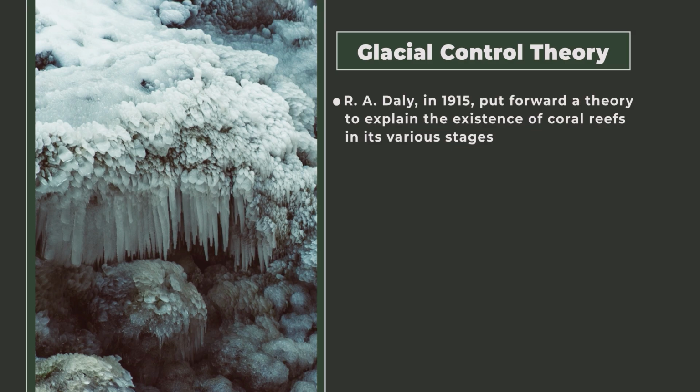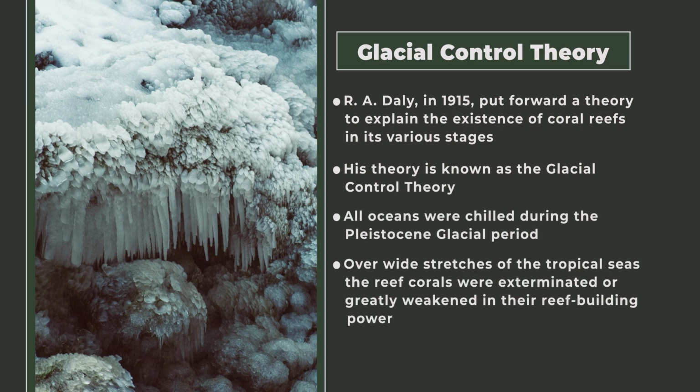Then we have the glacial control theory, another very famous theory by Daly in 1915. He put forward a theory to explain the existence of coral reefs in various stages. This is known as the glacial control theory. All oceans were chilled during the Pleistocene glacial period. Over wide stretches of the tropical seas, the reef corals were exterminated or greatly weakened in their reef building power because sea levels had gone down during the glacial period.